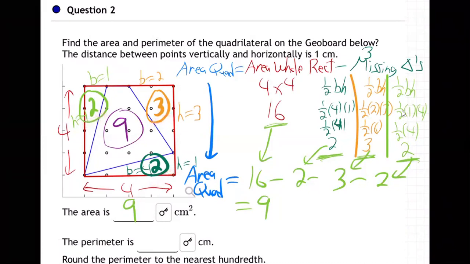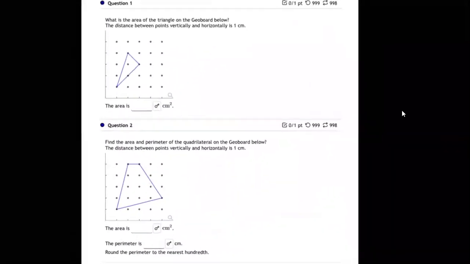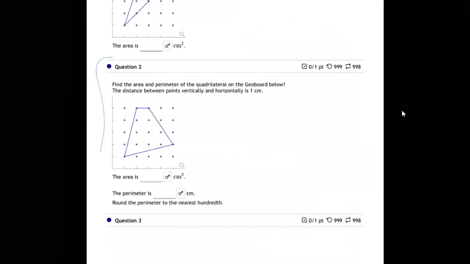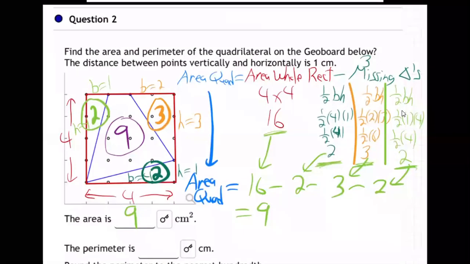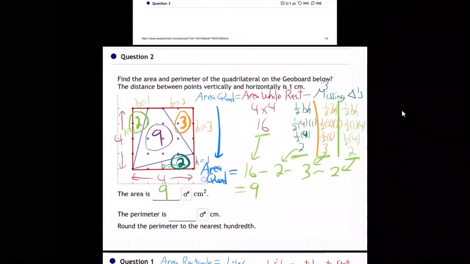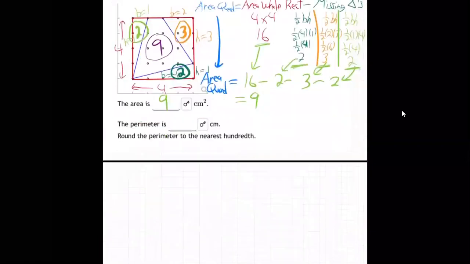So we got it. Now, second part, we've got to figure out the perimeter, which is a whole other problem. Really, it's like 2 problems in one. So let's go down and let me recopy this thing and we'll do perimeter, which is a different deal. Perimeter is length, isn't it? It's not area. So let's do that. Put that down here.